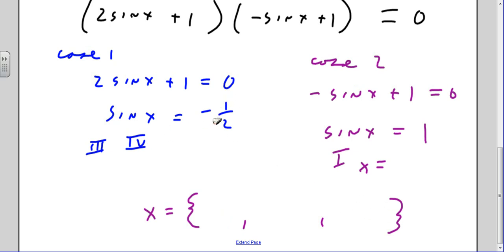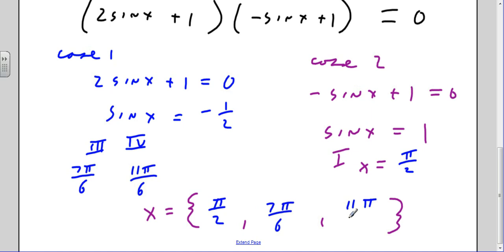Okay, so again, that would be pi over 6 radians as a first quadrant answer. So in a reference angle, sine of 30 degrees is a half, so that'd be pi over 6 radians. So the third quadrant answer would be pi plus pi over 6, 7 pi over 6. In the fourth quadrant would be 2 pi minus pi over 6, 11 pi over 6. And sine of x is 1 at pi over 2. Okay, so we'll write our answers as pi over 2, 7 pi over 6, 11 pi over 6.